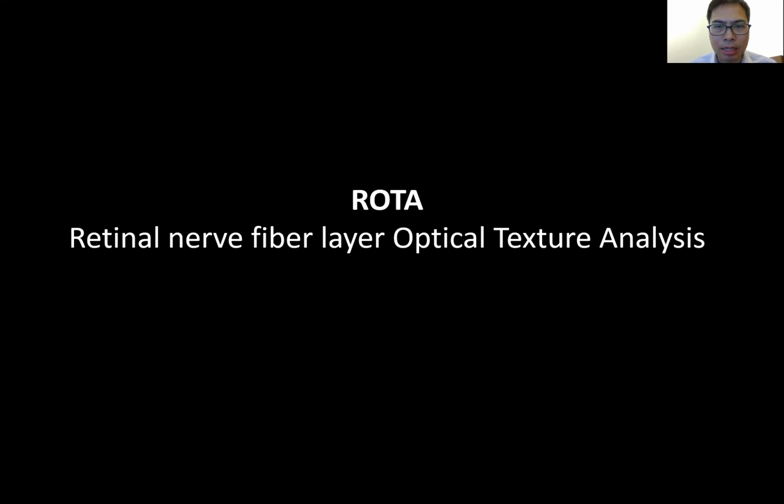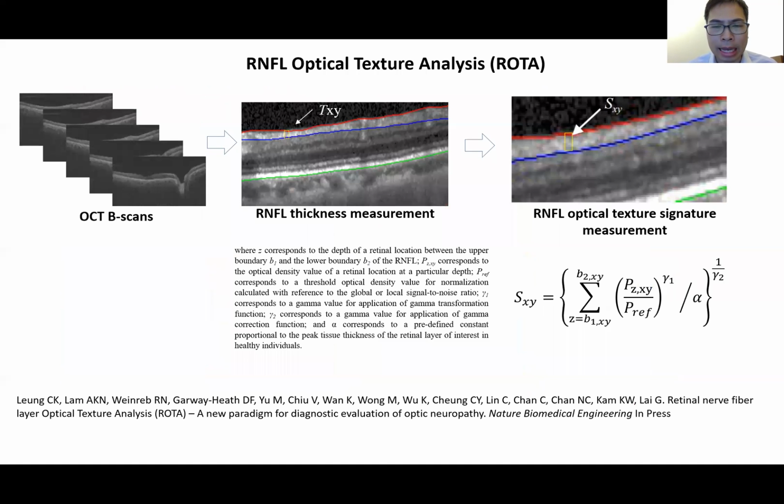We developed a technology some years ago, which we call ROTOR. ROTOR stands for Retinal Nerve Fibrillary Optical Texture Analysis. What it does is integrate both the thickness measurements of the RNFL and the refractivity measurements of the RNFL. We integrate these two parameters together to generate a signature to represent the individual axonal fiber bundles. So with ROTOR, we can actually track the trajectories of these individual axonal fiber bundles.